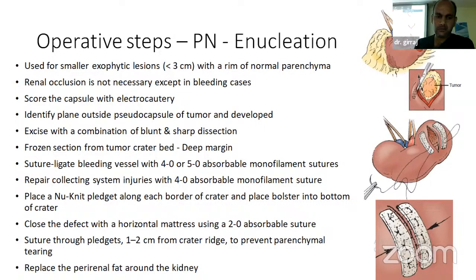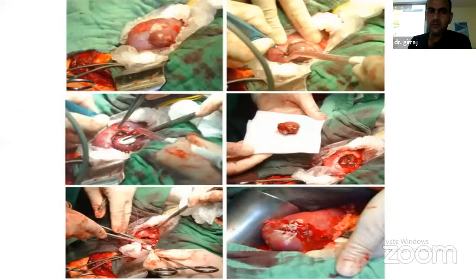Dissection from the tumor crater bed. Suture ligate the bleeding vessel with a 4-0 or 5-0 absorbable monofilament suture and repair the collecting system with a 4-0 absorbable monofilament suture, and close the defect with a horizontal mattress suture using a 2-0 absorbable suture. This is the photograph showing enucleation of the tumor.